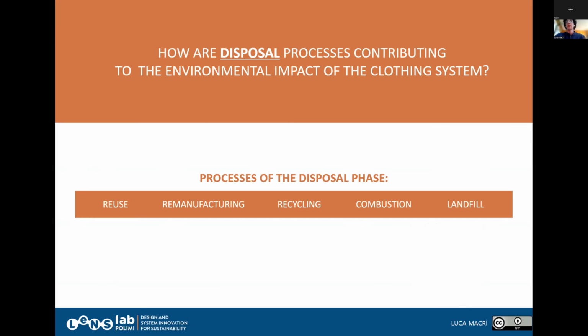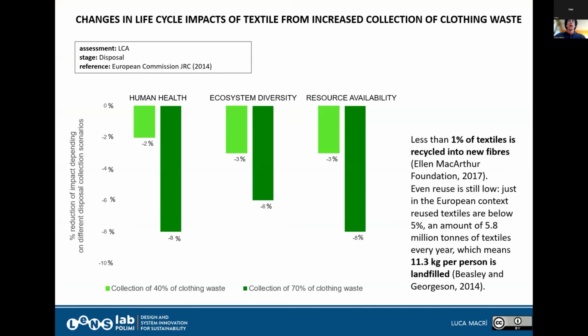We already saw the stages, the processes, and again, the impact here is not so much in relation to the other two, so it's faster. But here we have an idea of what we could save if we collect 40% of clothing waste in 2 different scenarios. So you see that the environmental impact will be reduced by 8% if we collect, let's say, 70% in relation to human health, and the same for ecosystem diversity and reduced resource availability.